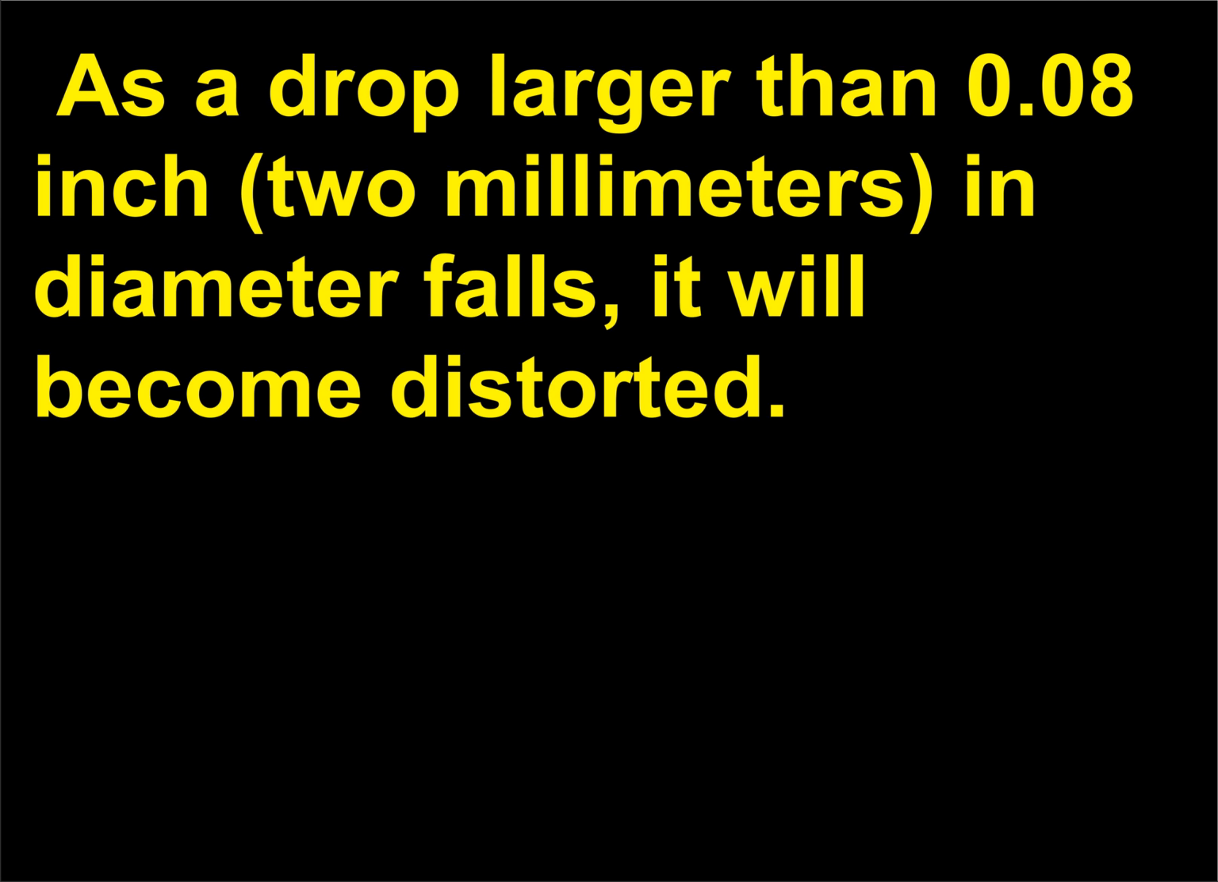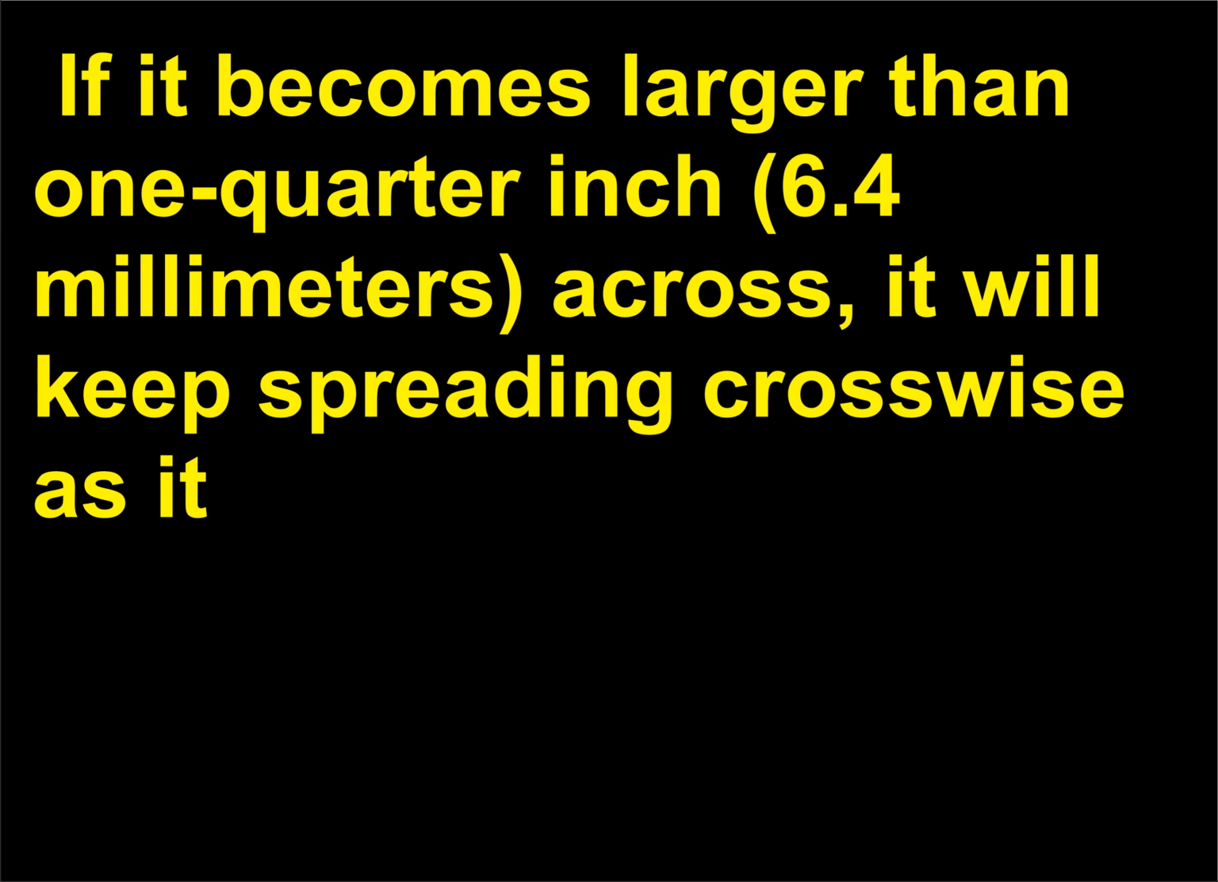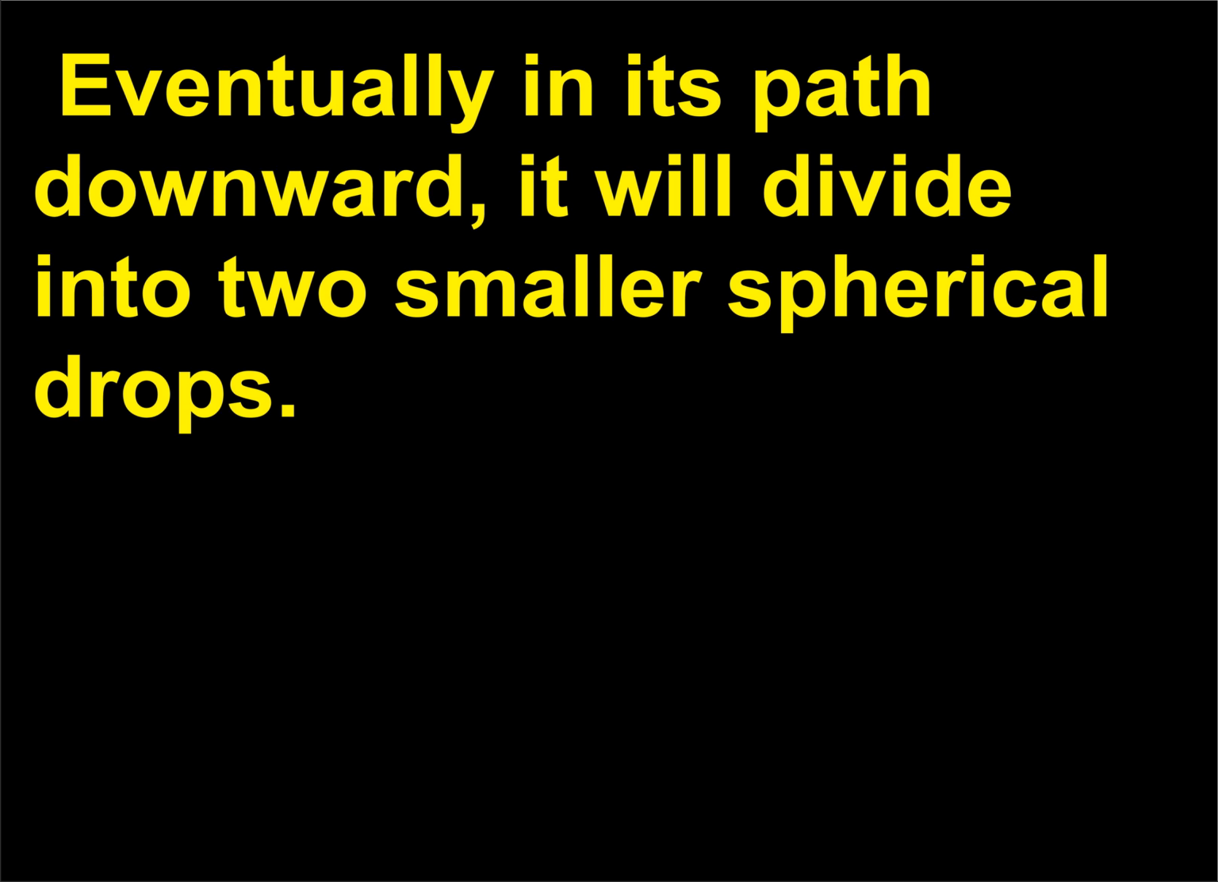As a drop larger than 0.08 inch, 2 millimeters, in diameter falls, it will become distorted. Air pressure flattens its bottom and its sides bulge. If it becomes larger than 1/4 inch, 6.4 millimeters, across, it will keep spreading crosswise as it falls and will bulge more at its sides, while at the same time, its middle will thin into a bow tie shape. Eventually, in its path downward, it will divide into two smaller spherical drops.